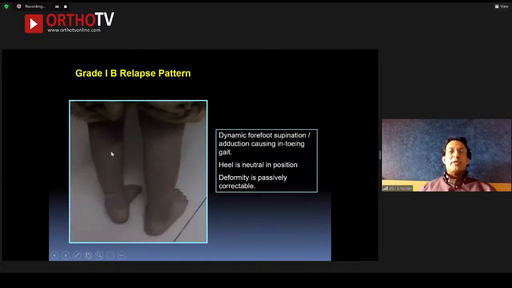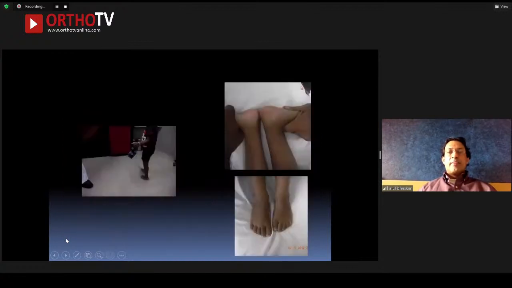The most common pattern which you see in practice is the dynamic supination or adduction, where the heel stays neutral and the deformity is completely passively correctable. When you examine them, you'll find that the dorsiflexion is good, but when they walk, they invert, and this is because of the muscle imbalance which they tend to have. Also, if you look at the brace critically, you'll find that the brace angle is hardly about 10 to 15 degrees.